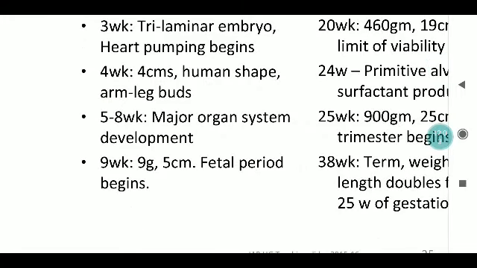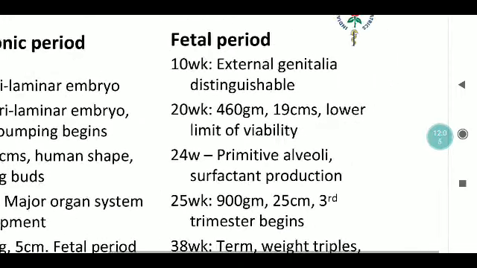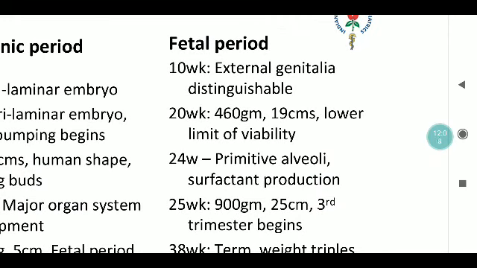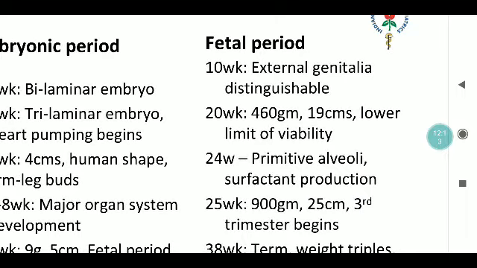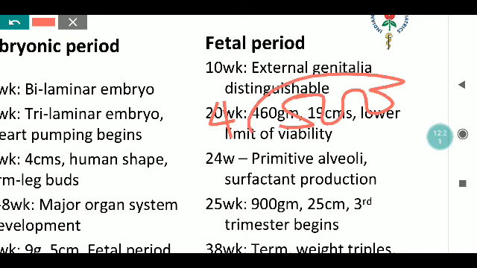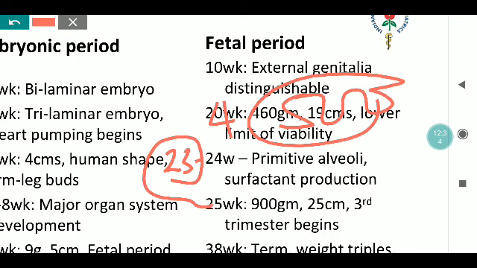By 9 weeks, the fetal period begins. Moving on, the genitalia become distinguishable at the 10th week, and the lower limit of viability abroad is 20 weeks, 460 grams. Though, for practical purposes, as per Indian guidelines, we do take 24 weeks and 500 grams as the weight of viability. Primitive alveoli and surfactant tend to be produced by 23 to 24 weeks. So, based on this, it is understandable that a child delivered before 23 weeks is very difficult to survive as a neonate because of the immature alveoli formation and poor lung maturity.